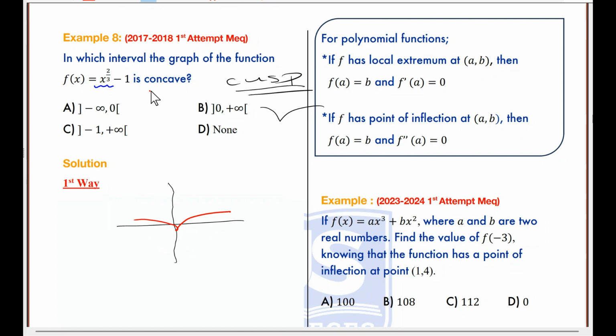We are looking for concave interval. So the first part is opening down, convex. Second part is also opening down, convex. So this graph is totally a convex graph. We don't have a concave interval, so we will say none. Okay, this is a way. Another way is finding second derivative and making table.